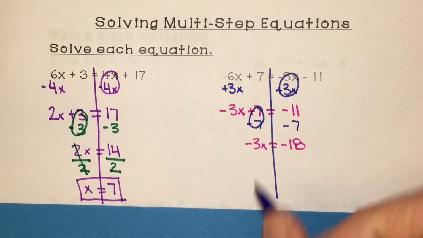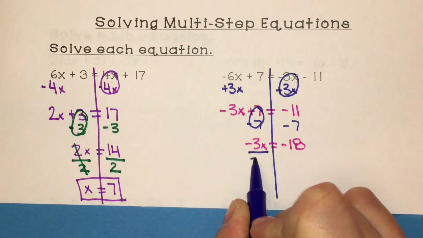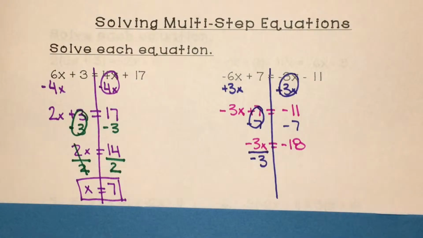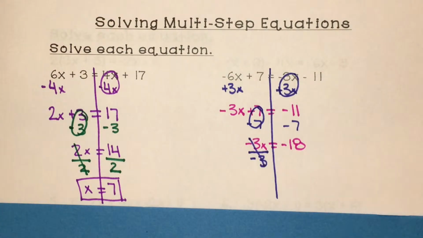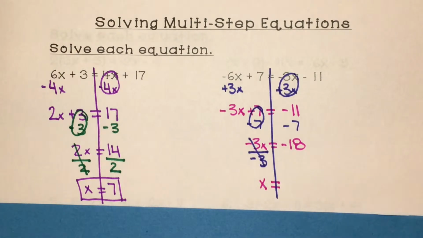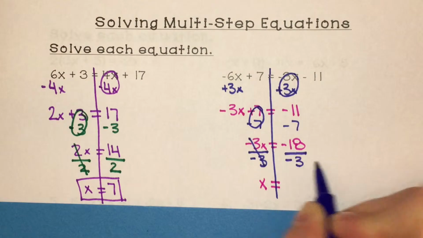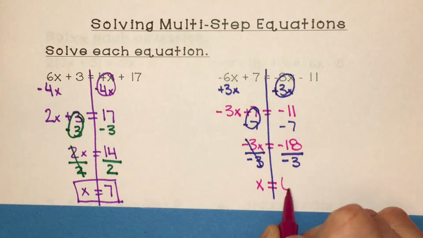All right, x is being multiplied by negative 3. Opposite is to divide by negative 3. Remember, you don't just want to divide by 3, you want to divide by negative 3, because x cannot stay negative. It needs to be all by itself. It needs to be positive. So negative 3 divided by negative 3 is positive 1. So I'm left with my 1x, or x, equals, but anything I did to one side, I must do to the other. So my negative 18 divided by negative 3 leaves me with positive 6.